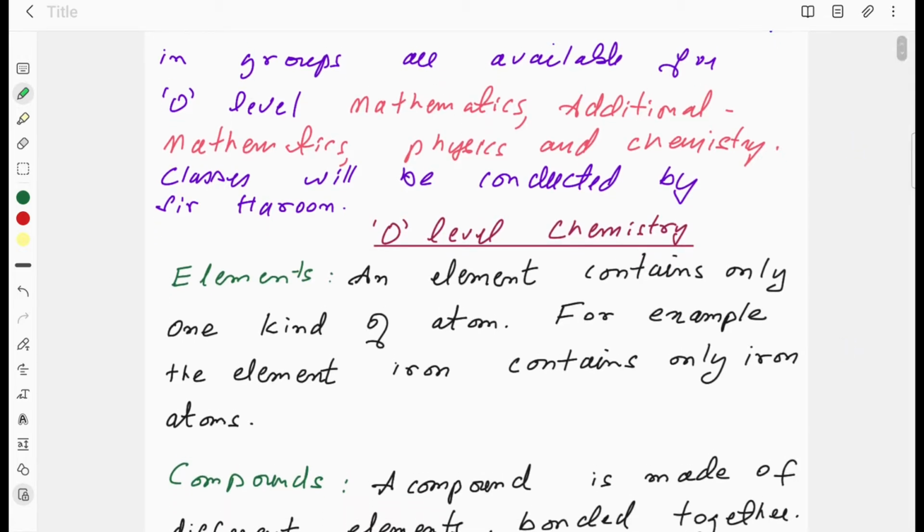What are elements? An element contains only one kind of atom. For example, the element iron contains only iron atoms. So if you take iron, it is made up of only one type of atom, that is the atom of iron. There are other elements like carbon, like sulfur. They are only made up of one type of atom.